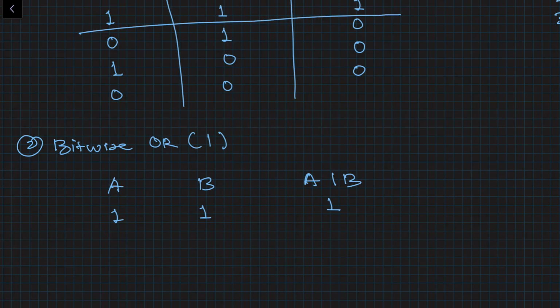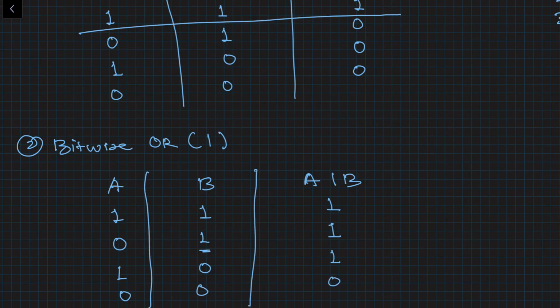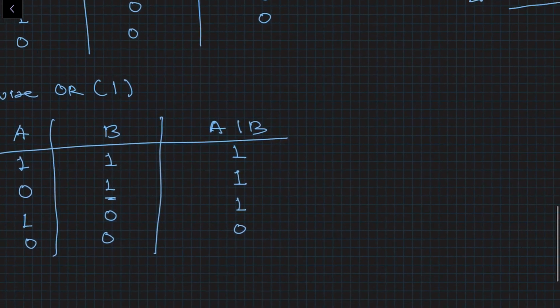It is going to return us 1. Let's say if this is 0 and this is 1, then also it is going to return us 1 because at least one bit is a set bit. Now the third condition is if A is 1 and B is 0, then also it is going to return us 1. The only condition where it is going to return us 0 is when both the bits are unset bits. So this is the rule that we are going to follow when we perform our operations.